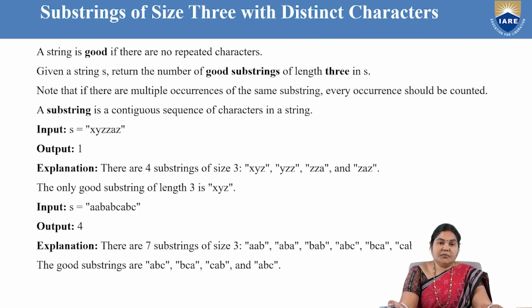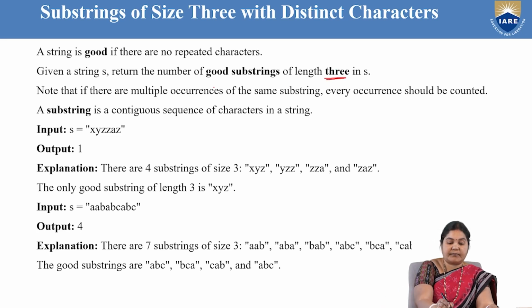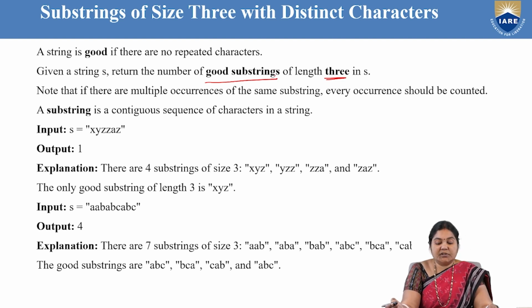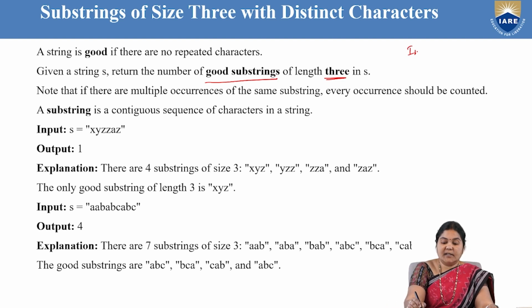Now, let us move on to the third problem. Third problem is substrings of size 3 with distinct characters. Now, let us go through the question first and understand the question. A string is good if there are no repeated characters. Given a string S, return the number of good substrings of length 3 in S. Now, from the question you can understand that input is a string. You have to find out substrings of a particular length.